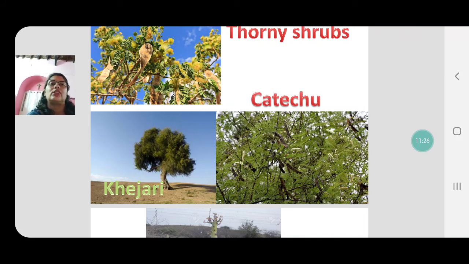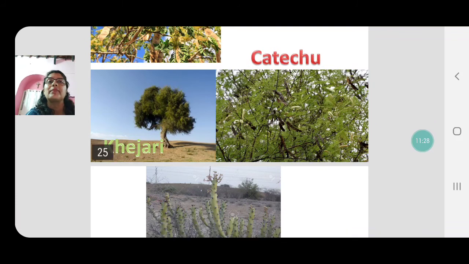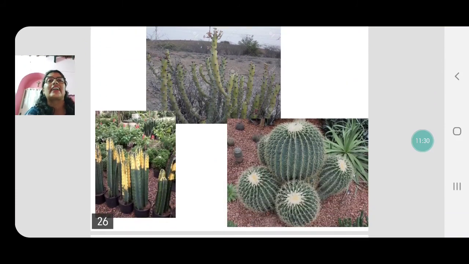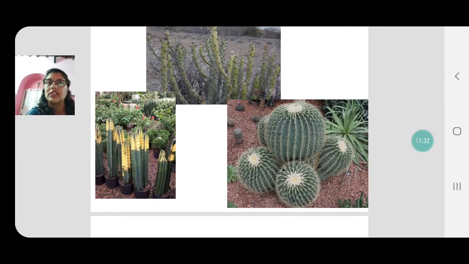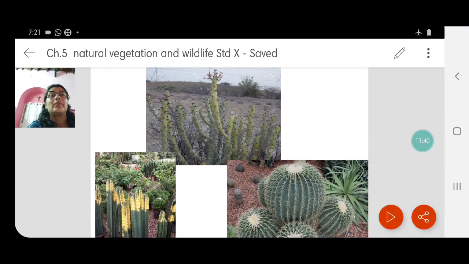Khejdi trees on which the camels normally feed. Also variety of cacti. These are just a few, but you can surf the net to find a variety of cacti that grow in drier areas of India. Cactus is also found in Brazil.